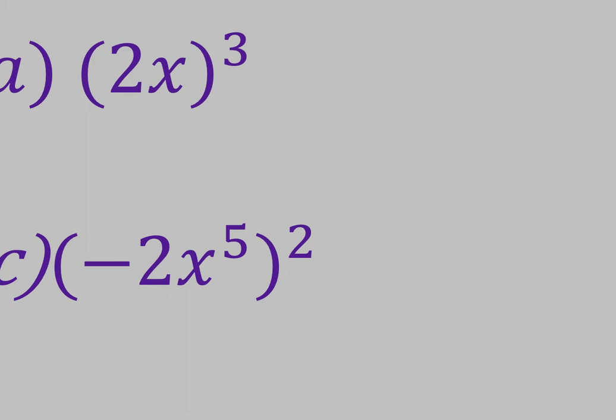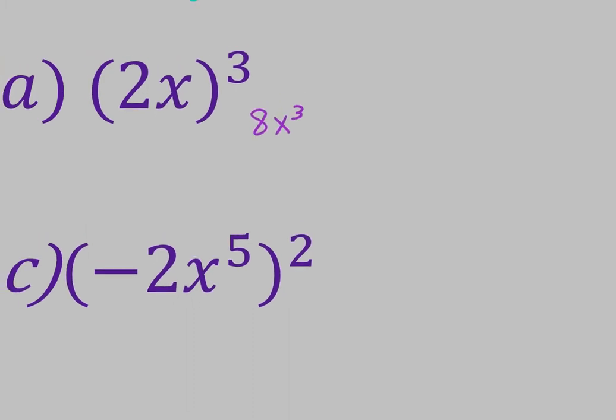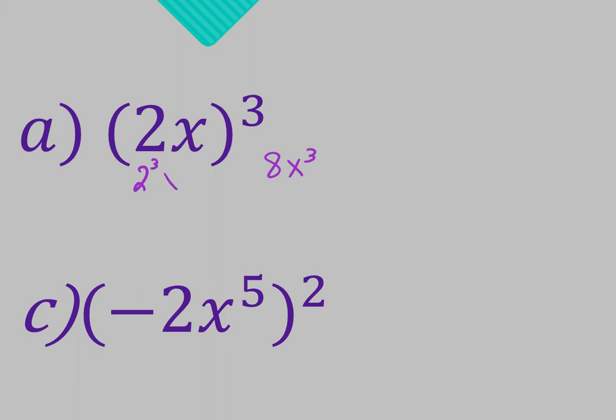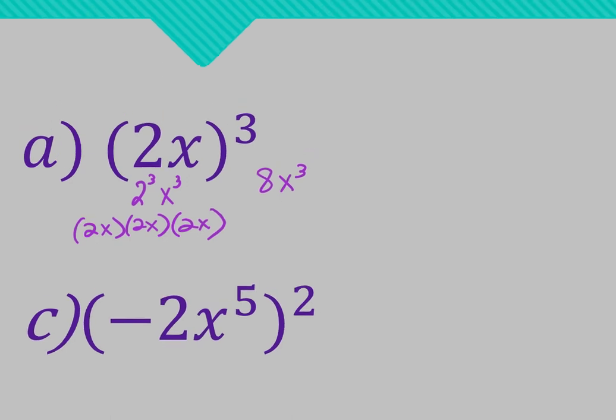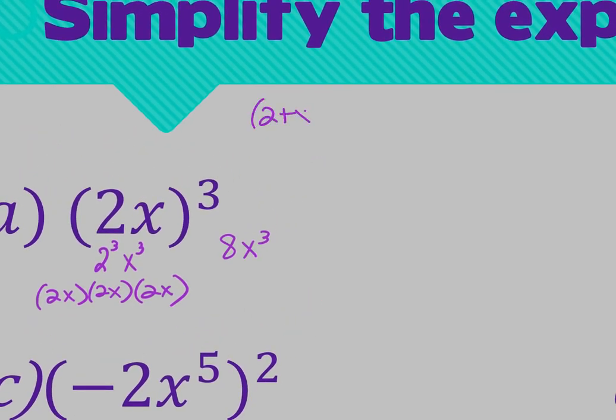All right, what'd you get for A? Good, 8x to the third. So the 2 is being raised to the third, the x is being raised to the third, or it is 2x times 2x times 2x. So you can distribute that exponent there, or you can rewrite. What you cannot do is distribute an exponent if there's a plus on the inside. So if you saw something like 2 plus x to the third, that is not the same thing as 2 to the third plus x to the third.